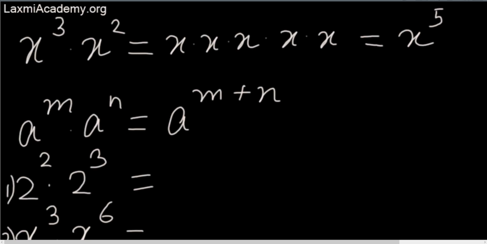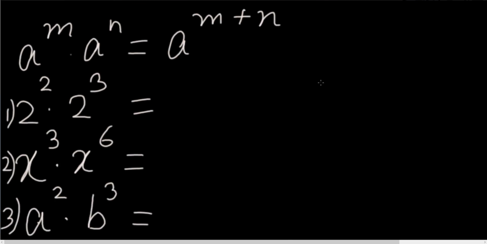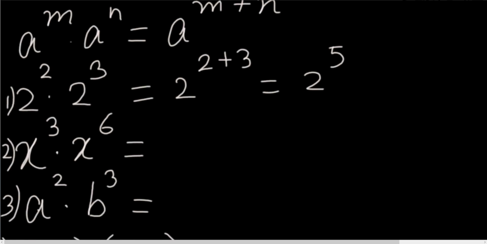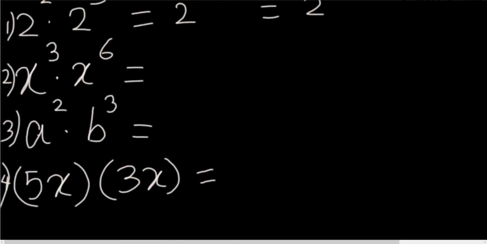And let's see with the example. 2 squared times 2 cubed is 2 to the 2 plus 3. So here the base is the same. Base is 2, and so you can add the power, which is 2 to the fifth power. And if you want, you can simplify it further. Now x cubed times x to the sixth. So x to the third plus sixth, which is x to the ninth.